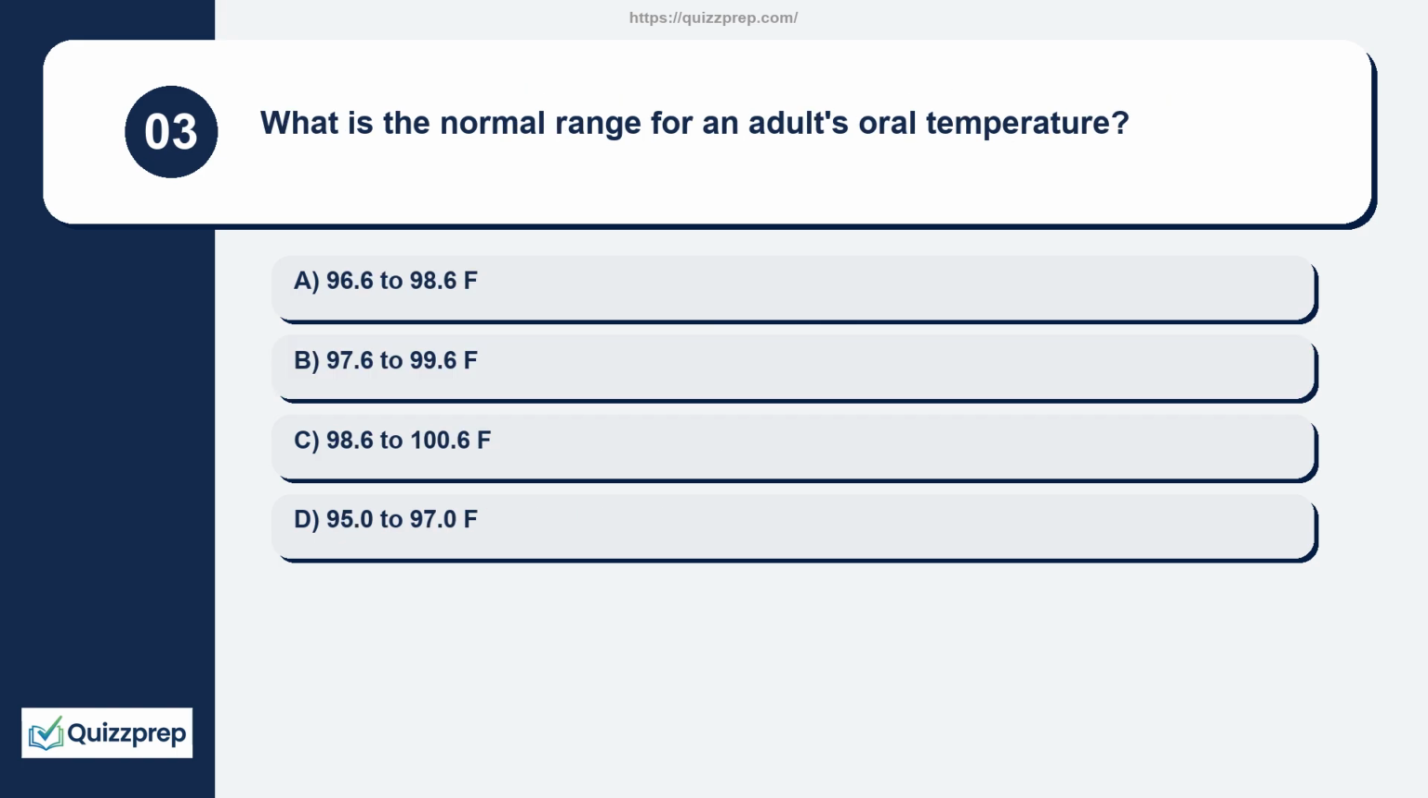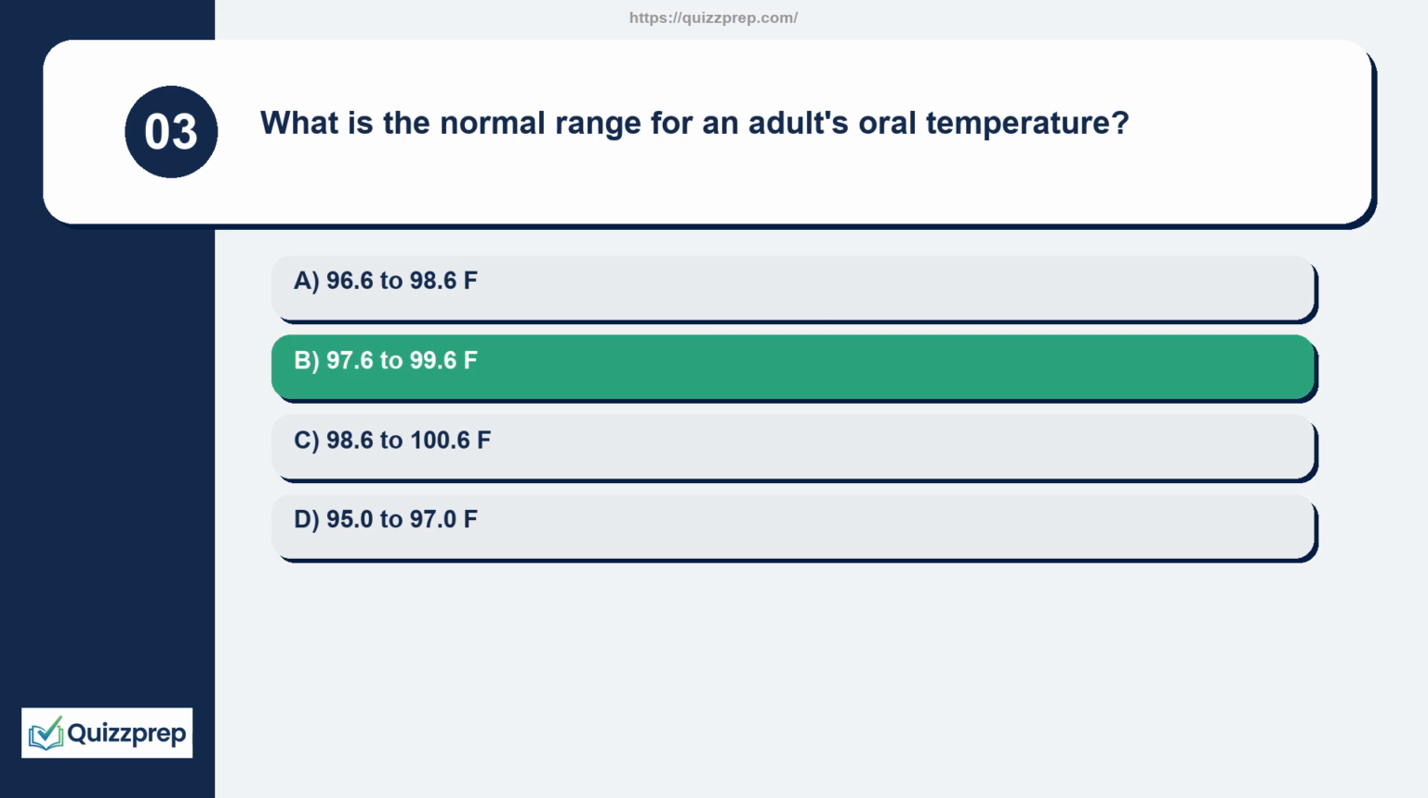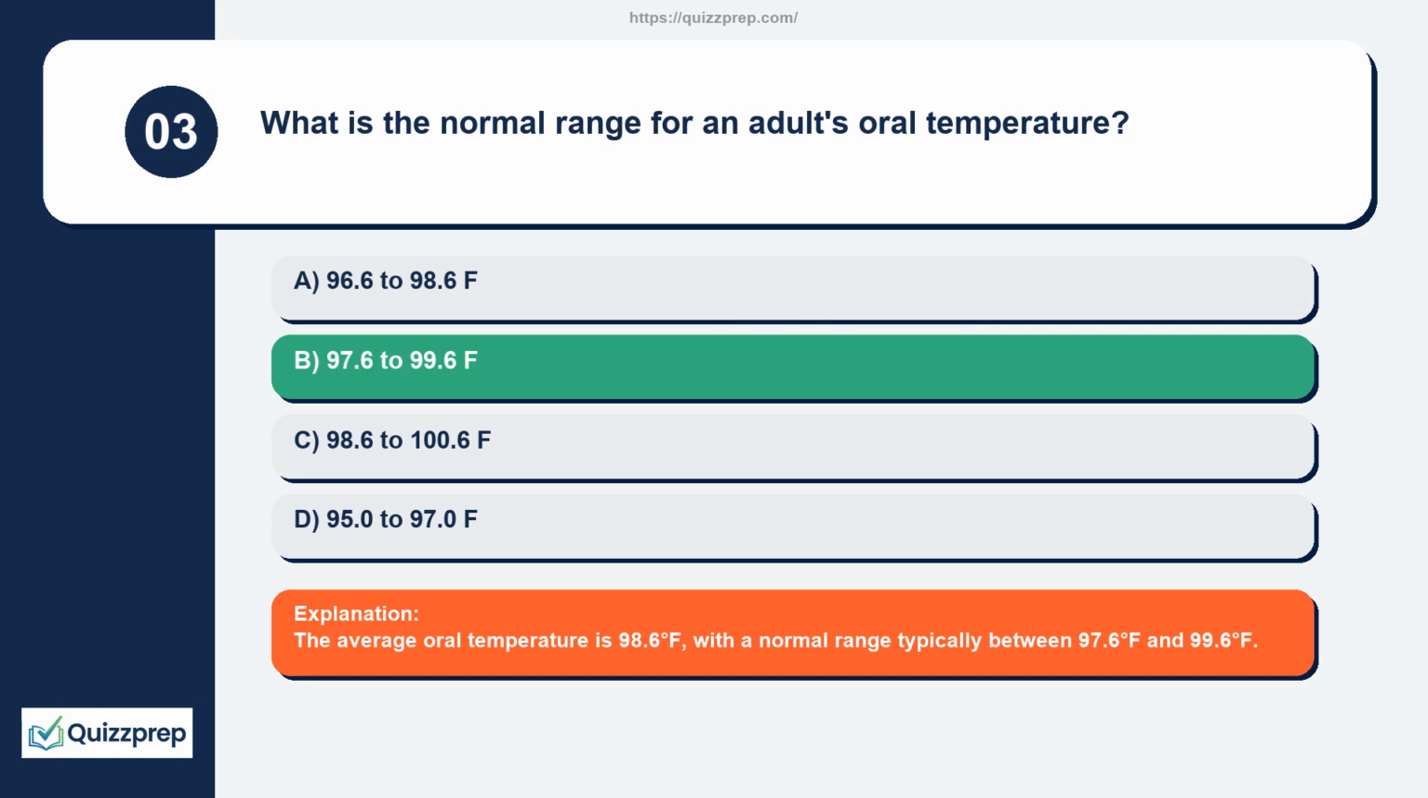Question 3. What is the normal range for an adult's oral temperature? 96.6 to 98.6 F, 97.6 to 99.6 F, 98.6 to 100.6 F, 95.0 to 97.0 F. The average oral temperature is 98.6 degrees Fahrenheit, with a normal range typically between 97.6 degrees Fahrenheit and 99.6 degrees Fahrenheit.